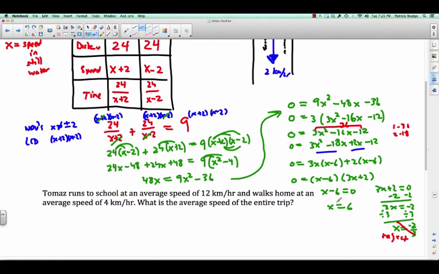This is our answer. The speed is 6 kilometers an hour. If he wasn't in any current at all, then he would be moving at 6 kilometers an hour. Wow, that's quite a question.